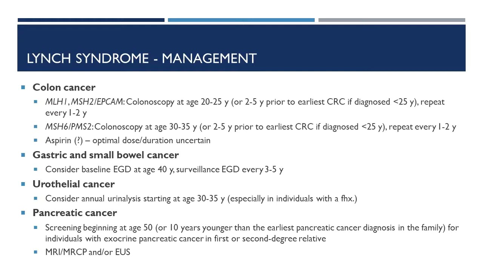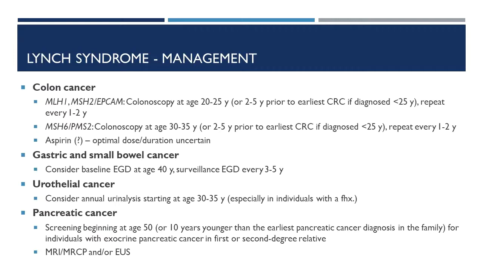There are data demonstrating that daily aspirin use decreases colorectal cancer risk in Lynch syndrome. However, this has not been shown for all Lynch syndrome genes, and studies are ongoing to determine the optimal dose and duration. Gastric and small bowel cancer surveillance via EGD can be considered, especially for those with MLH1 and MSH2 mutations and other gastric cancer risk factors, beginning at age 40 and every 3 to 5 years thereafter. Annual urinalysis may be considered, especially for those with a family history of urothelial cancer.